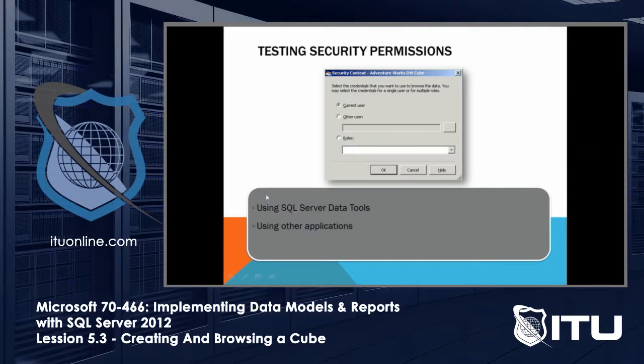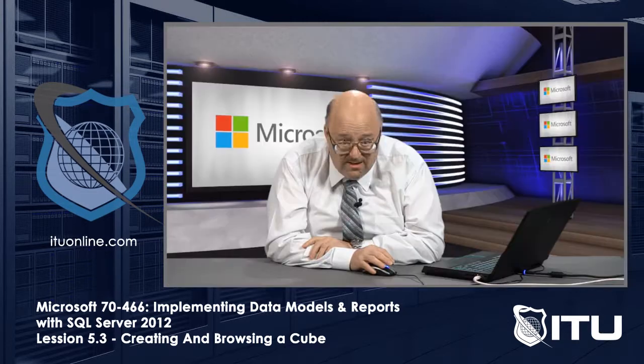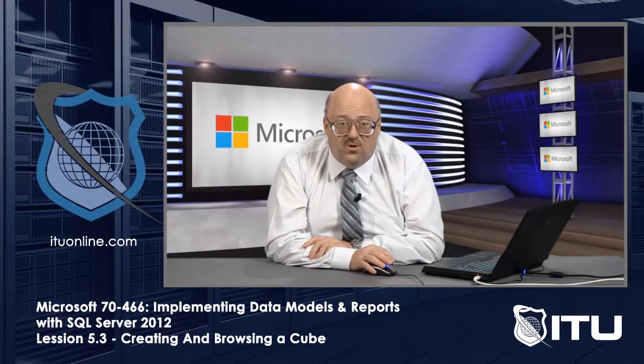If I want to test them, I can actually say security context, AdventureWorks Cube. I can use, please try to use this as a different user. And so it allows me to log in with the other user or the role that they should be in to see what they will see when they try to browse the cube or look at the data.